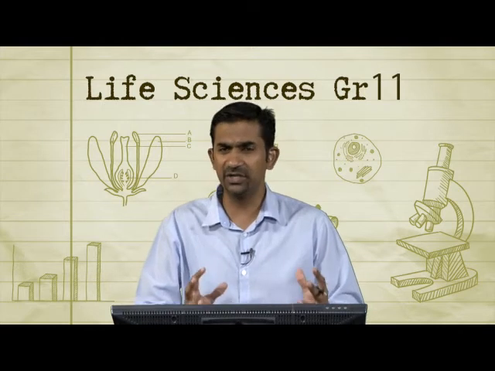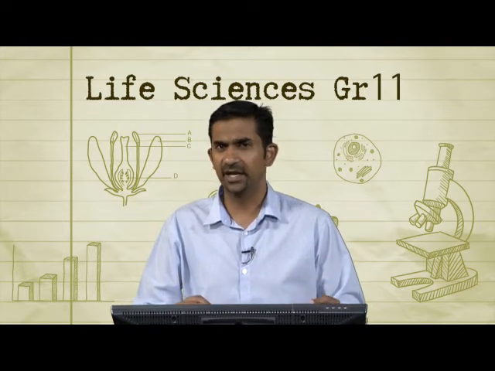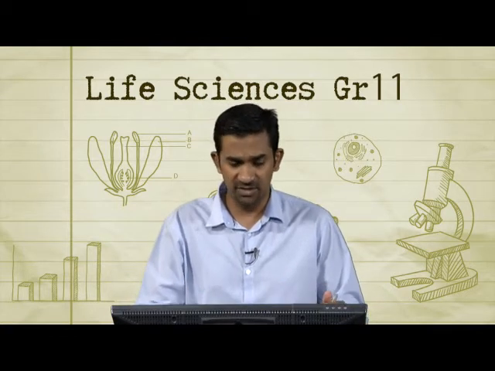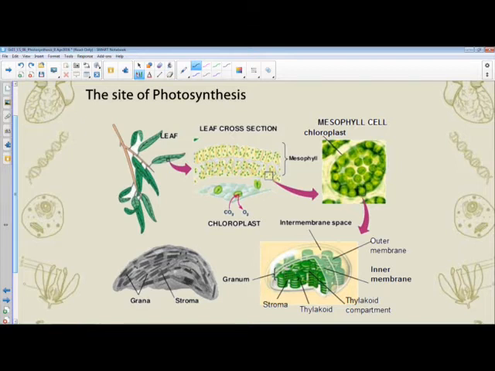Let's briefly look at the structure of the leaf and see exactly where in the leaf photosynthesis occurs. So guys, we know that leaves are organs, and they generally are flattened structures that have cells called mesophyll cells. When we take a cross section of a leaf, we see these vertically arranged cells on the upper surface, and these cells are densely saturated with organelles called chloroplasts.